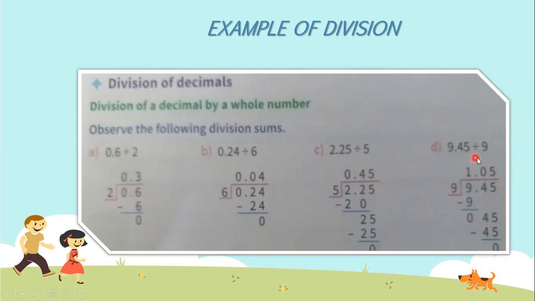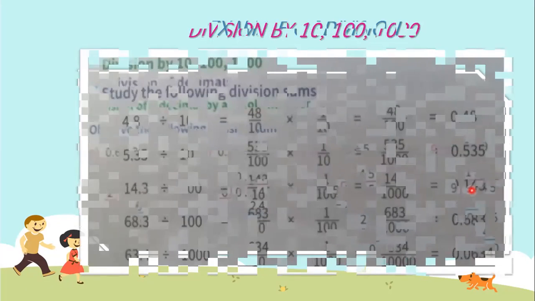Next, 9.45 divided by 9. 9 ones are 9. Here also keep the point in the quotient. Then bring down 4. 4 you cannot divide with 9, so what do you have to do? You have to take the next number also, 45. 9 fives are 45. So the answer you will get is 1.05. So this is the way we divide a decimal by a whole number.